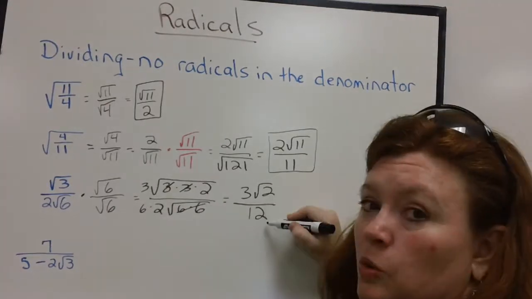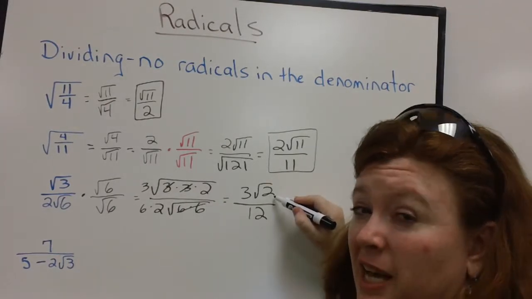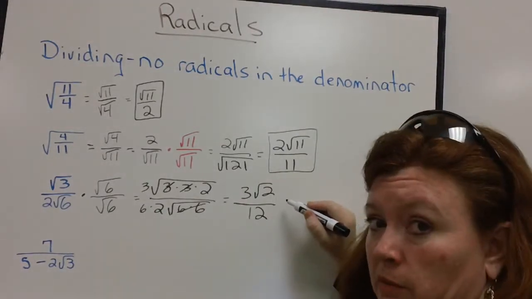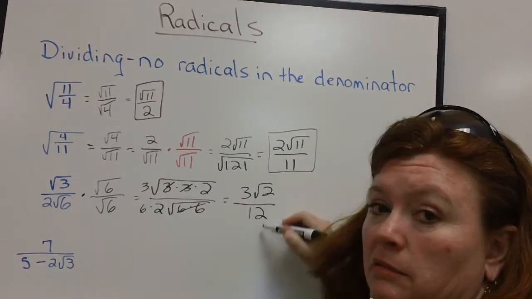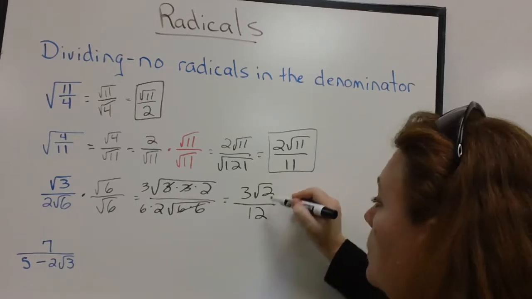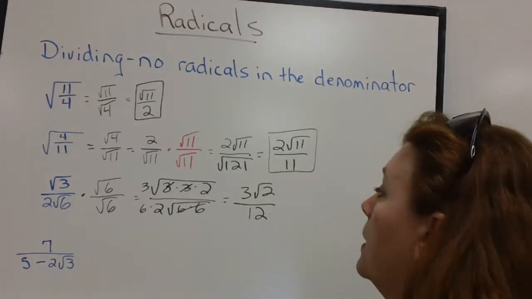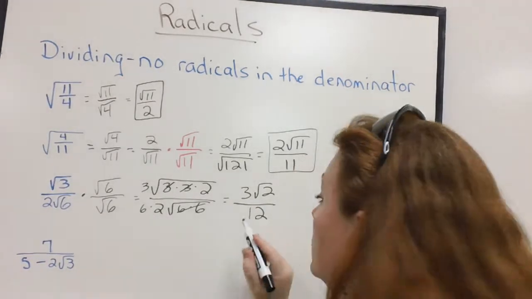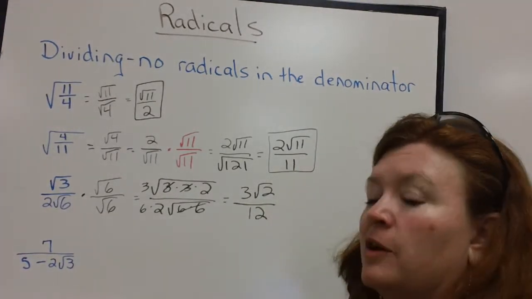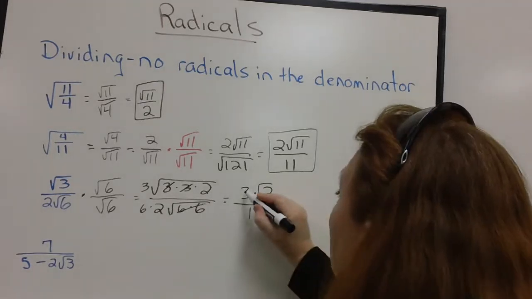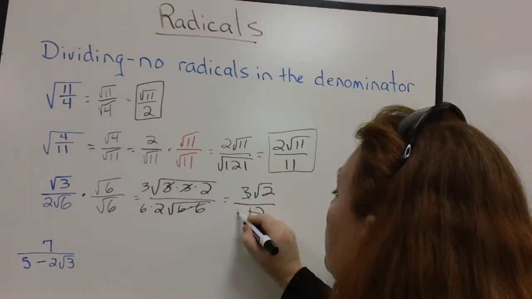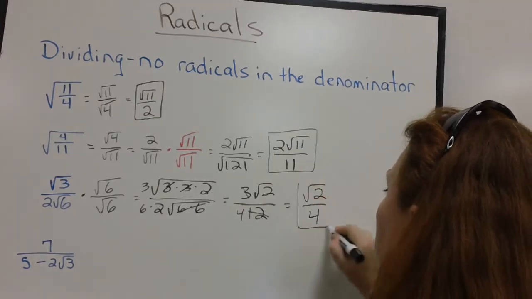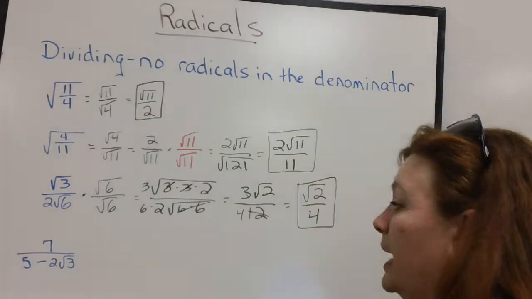2 goes into 12, but be careful, because that's not a 2. It looks like a 2, but it's a square root of 2, and so I cannot cancel those out. That's a square root of 2, that's a 12, no. But I can cancel the 3 with the 12. That would work because they're both numbers, they're not roots. 3 goes into 12 4 times, and I am left with that. All right, last one.